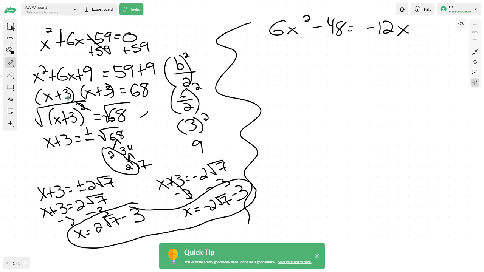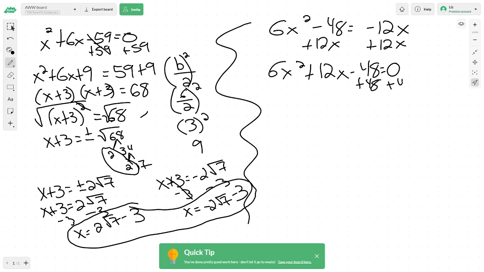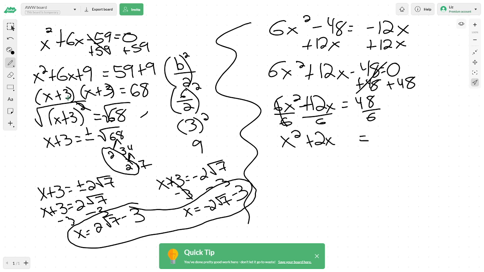All right, let's work on this one. So we need the constants on one side and the variables on the other. So I'm going to add 12x to both sides, and then add 48 to both sides. Then I do have a coefficient here, so I need to divide the coefficient out. 48 divided by 6 is 8.